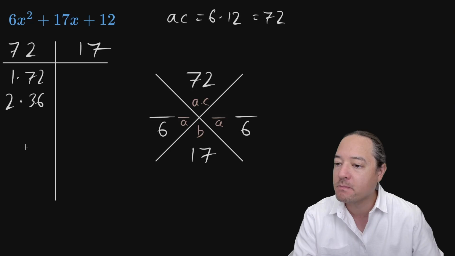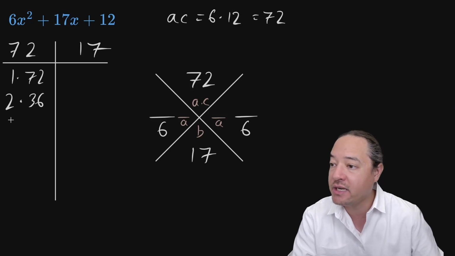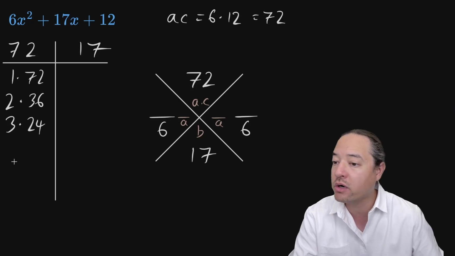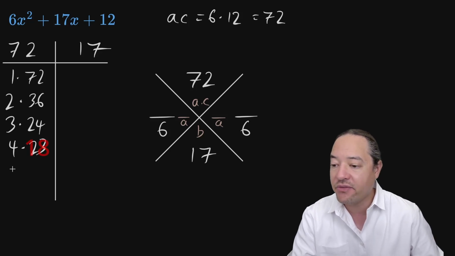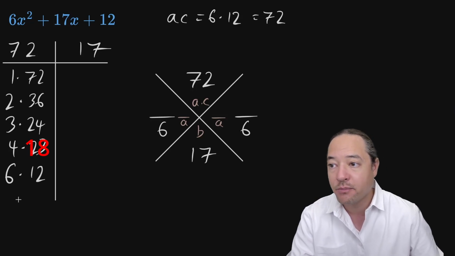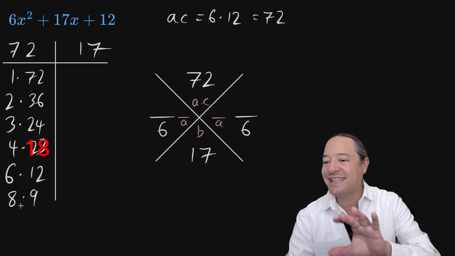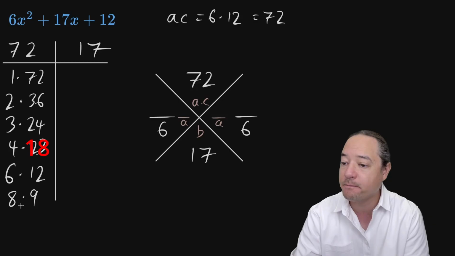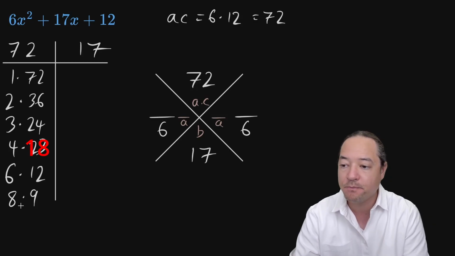And then 3, let's see, I think 3 is going to work. 3 times 24. And then 4 is also going to work: 4 times 18. And then 5 doesn't work. 6 works, right? 6 times 12, that's how we got this number to start with. And then 7 I don't think works, but I do believe 8 times 9 should work. And then 9 times 8, which is repeating. So I think this is going to be all of the factors of 72. Let me just check. Yeah, I think that's right.